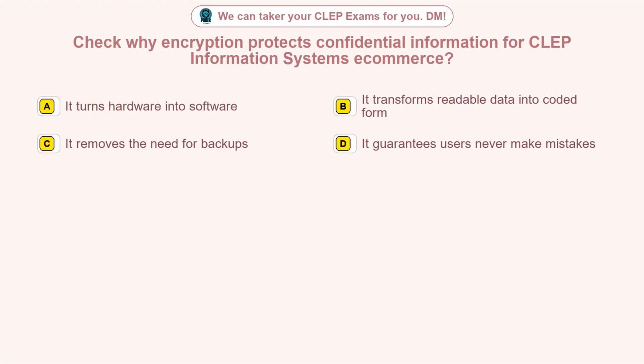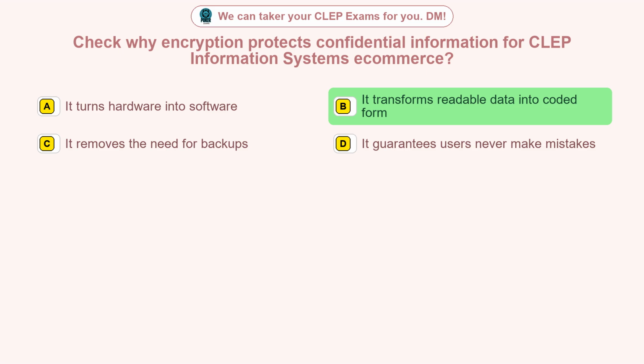Question 47. Check why encryption protects confidential information for CLEP Information Systems Ecommerce. Option A. It turns hardware into software. Option B. It transforms readable data into coded form. Option C. It removes the need for backups. Option D. It guarantees users never make mistakes. The correct answer is option B.